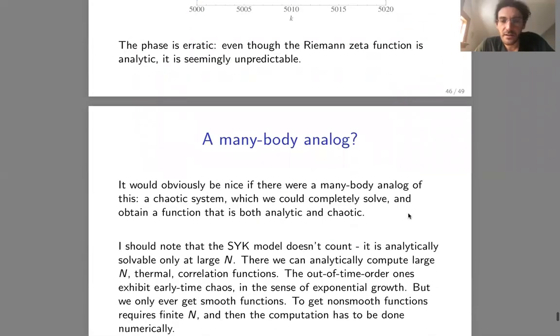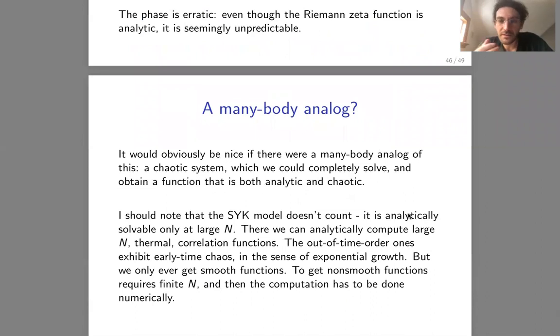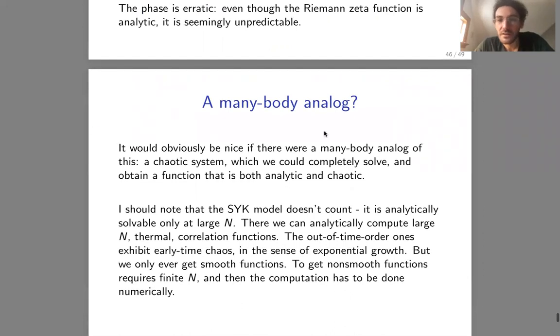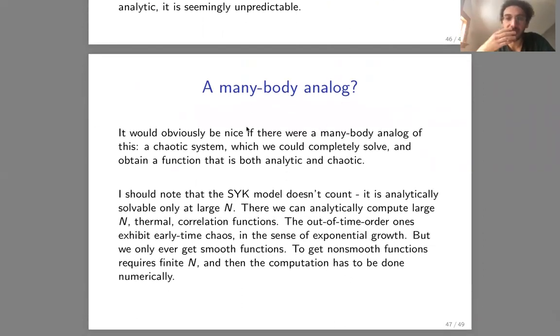And so I guess, going back to what we care about, which is many body physics, it would obviously be nice if there was a many body analog of this scattering on the cusp torus, meaning a chaotic system which we can completely solve, and a function analytic and chaotic.